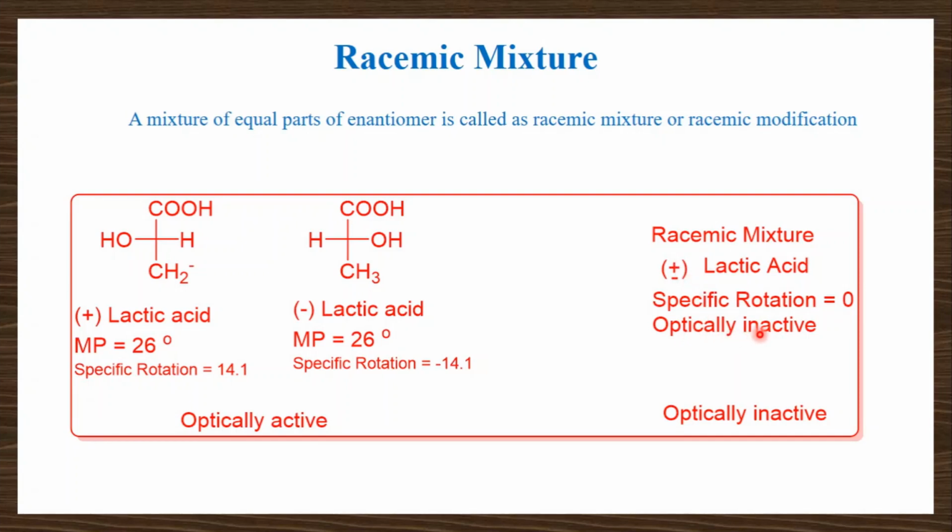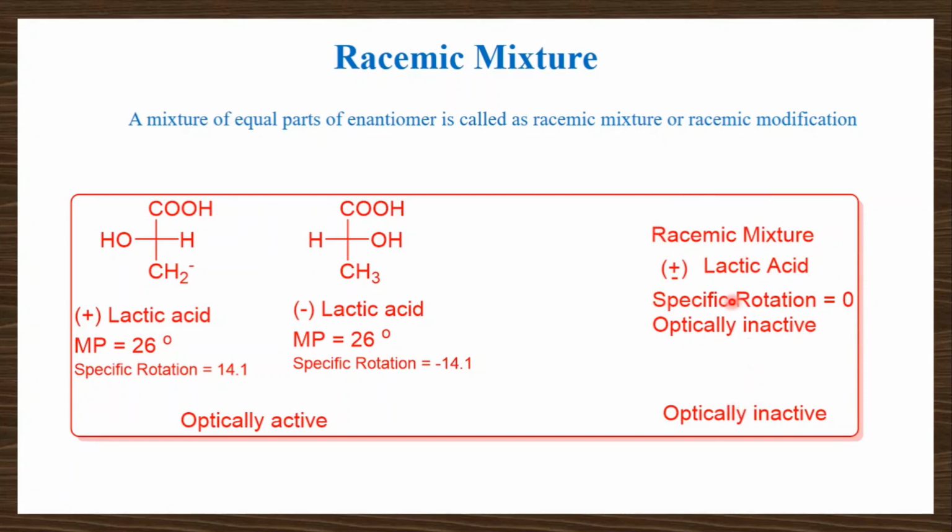The racemic mixture is optically inactive, and the optical inactivity of this racemic mixture is due to external compensation. It means that a racemic mixture is a mixture of two enantiomers in equal parts. One rotates to the right hand side and one rotates to the left hand side, and the net effect is 0. The specific rotation is 0. On the digital meter you will see a 0 reading. It means these racemic mixtures are optically inactive.